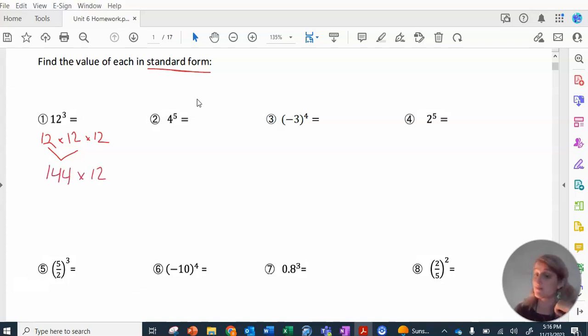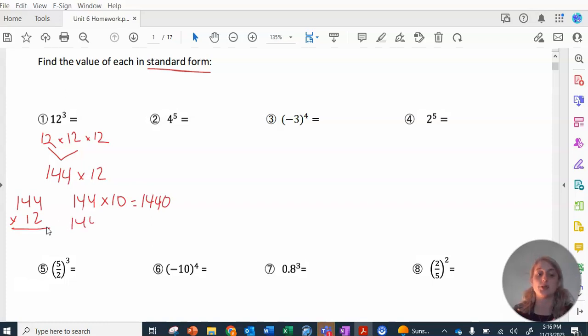144 times 12 is not a fact that I know off the top of my head, so I expect to see some kind of scratch work. Personally, I don't like to stack like this. That's not my most efficient strategy. If it's your most efficient strategy, go for it. I personally will do 144 times 10 because 12 is really made up of 10 plus 2. And that gives me 1,440.